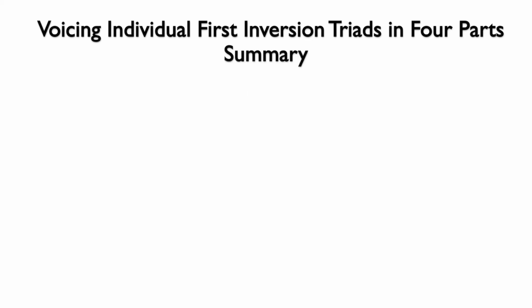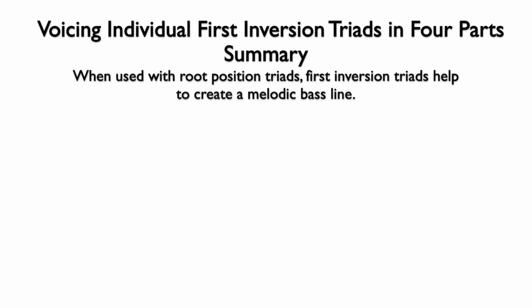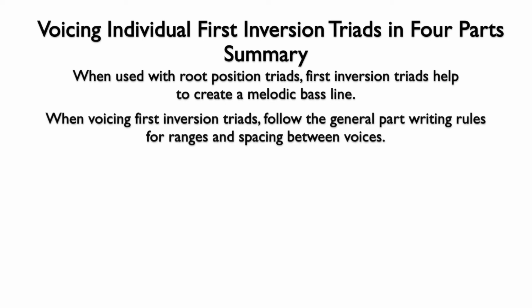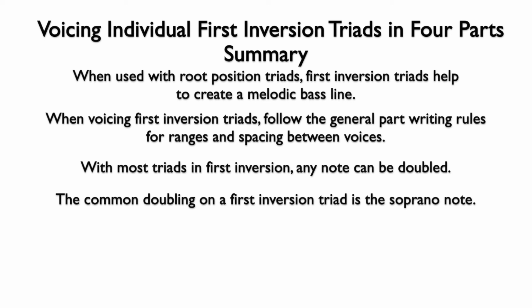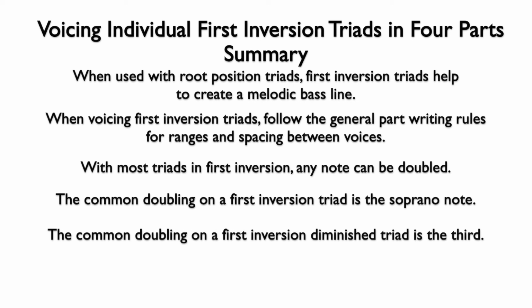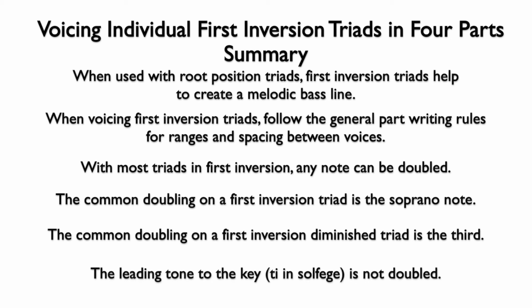Let's summarize. When used with root position triads, first inversion triads help to create a melodic bass line. When voicing first inversion triads, follow the general part writing rules for ranges and spacing between voices. With most triads in first inversion, any note can be doubled. The common doubling on a first inversion triad is the soprano note. The common doubling on a first inversion diminished triad is the third. The leading tone to the key, ti in solfege, should not be doubled.